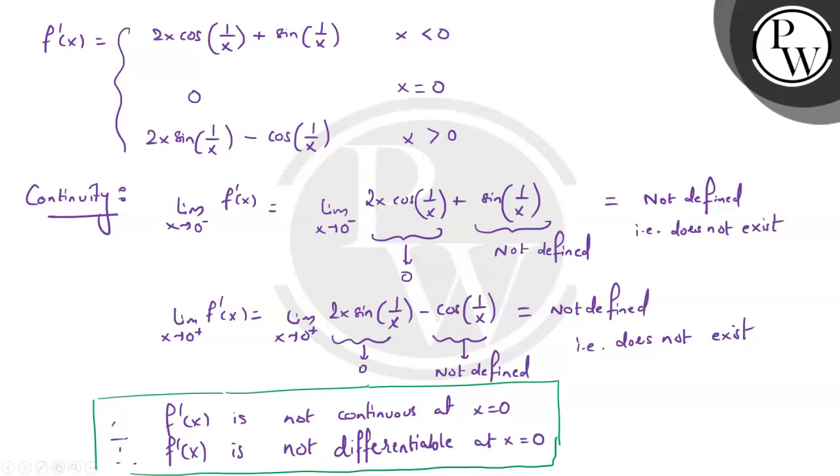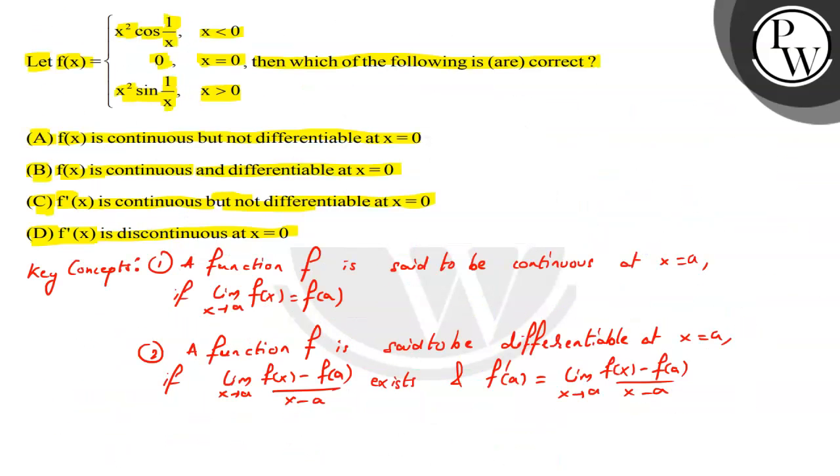Now let's check the options. Among the options, option A, f(x) is continuous but not differentiable, is incorrect. Option B, f(x) is continuous and differentiable at x equals 0, is true. Option C, f prime is continuous but not differentiable at x equal to 0, is false, incorrect. And option D, f prime is discontinuous at x equal to 0, is true. So B and D are the correct options. I hope you understood it well. Best of luck and thank you.